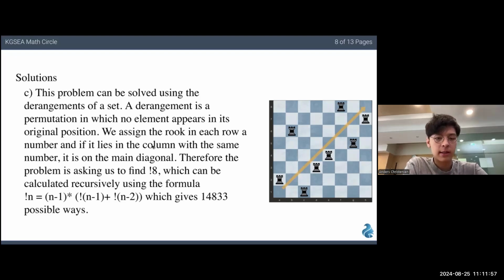Therefore, the problem is asking us to find the derangement of 8, which can be calculated recursively using the formula: the derangement of n equals n minus 1 times the derangement of n minus 1 plus the derangement of n minus 2, which gives 14,833 possible ways. There's also a closed form expression for this, but for small values like 8, it's probably faster to use the recursive formula.